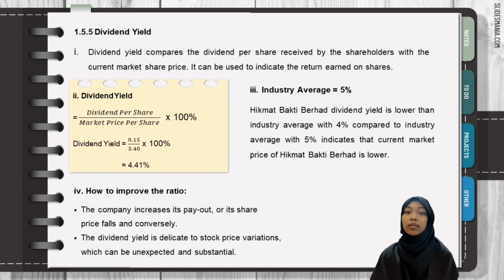Dividend yield compares the dividend per share received by the shareholder with the current market share price. The formula for dividend yield is dividend per share divided by market price per share multiplied by 100, which is 0.15 divided by 3.40 multiplied by 100 equals 4.41%. It means that Hikmah Bakti Berhad's dividend yield is lower than the industry average and they need to increase its payout or its share price must fall, and conversely to improve the ratio.